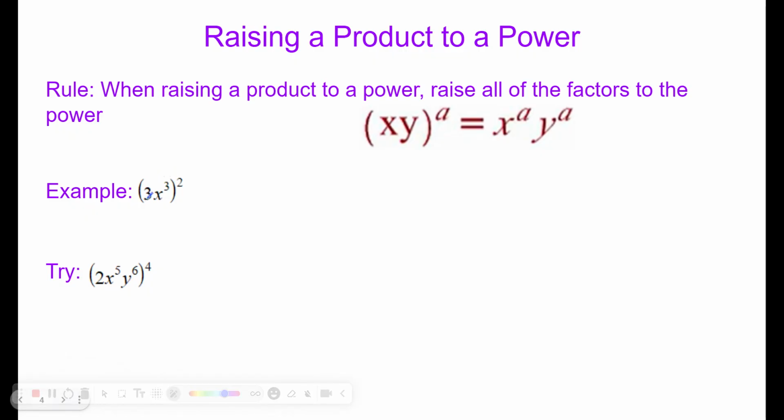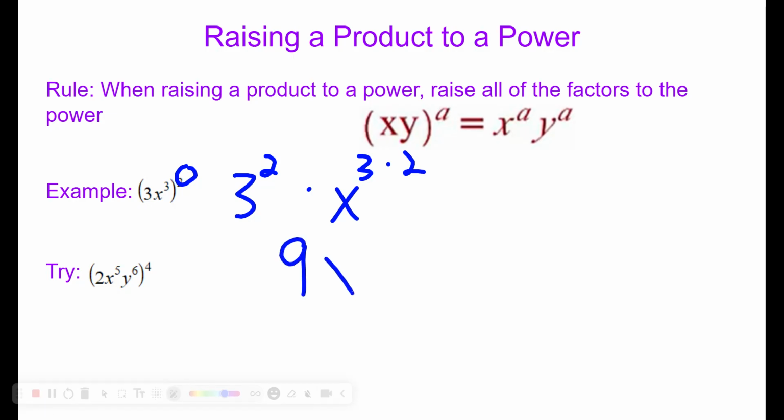Example here, 3 times x to the power of 3, squared. 3 has to be squared, times x to the third power times 2. And we talked about that before. We could definitely simplify 3 squared. That's 9. Keep our base. And if x to the power of 3 is being multiplied by 2, this becomes 9 times x to the 6th power.